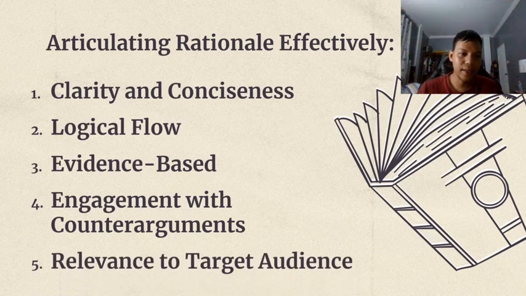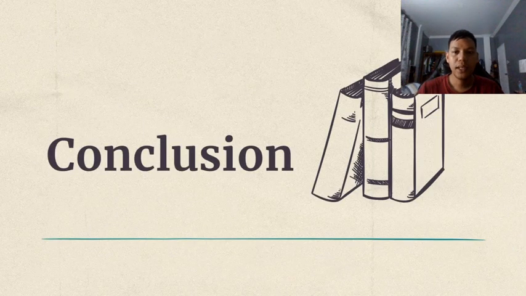And then the next one is the relevance to target audience. You need to mention the possible target audience or readers of your study. So you need to tailor your rationale to resonate with your intended audience, emphasizing the aspects most pertinent to their interests or concerns. It means that you come up with this research paper because you also have a target audience. And lastly, let's proceed to the conclusion part.